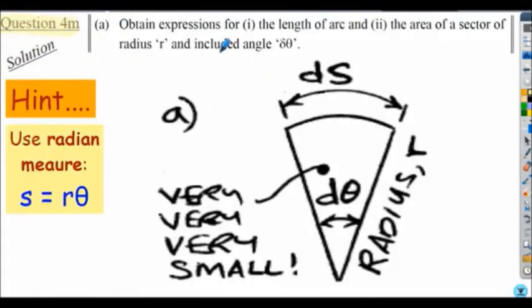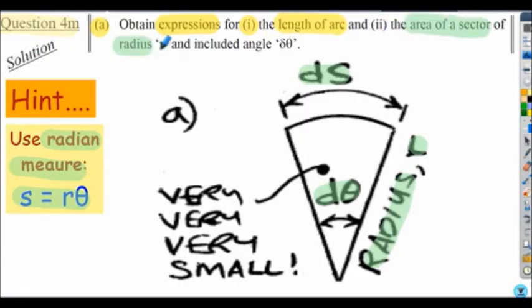In question 4M, part A, is the hint for the solution. We're going to apply radian measure, s equals r theta. So here's a sector of a circle, arc length is ds, radius is r, and the angle subtended or included here is d theta, and that's considered a very, very small angle. Imagine it's very difficult to actually measure angle d theta. So now can you develop the expression, first of all for the arc length in terms of r d theta, and then for the area of the sector in terms of radius r and included angle d theta. I'll show you the full worked solution on the following slide.